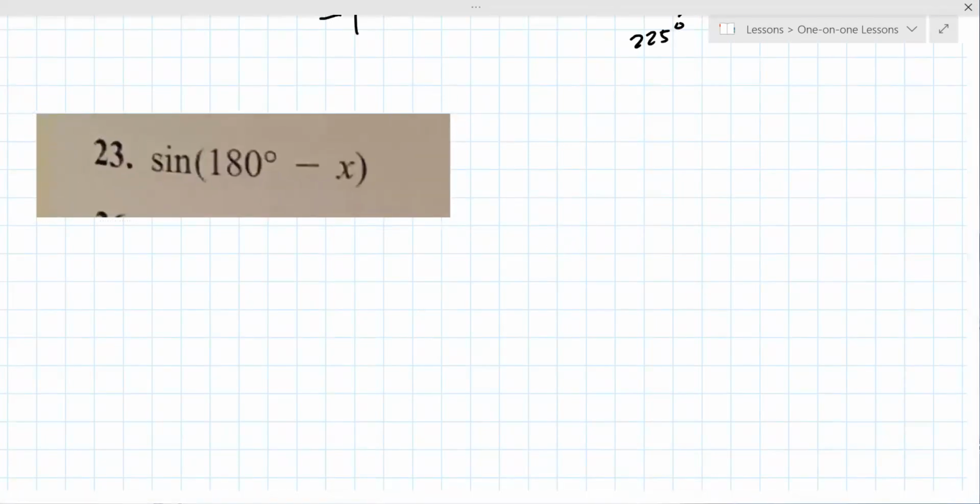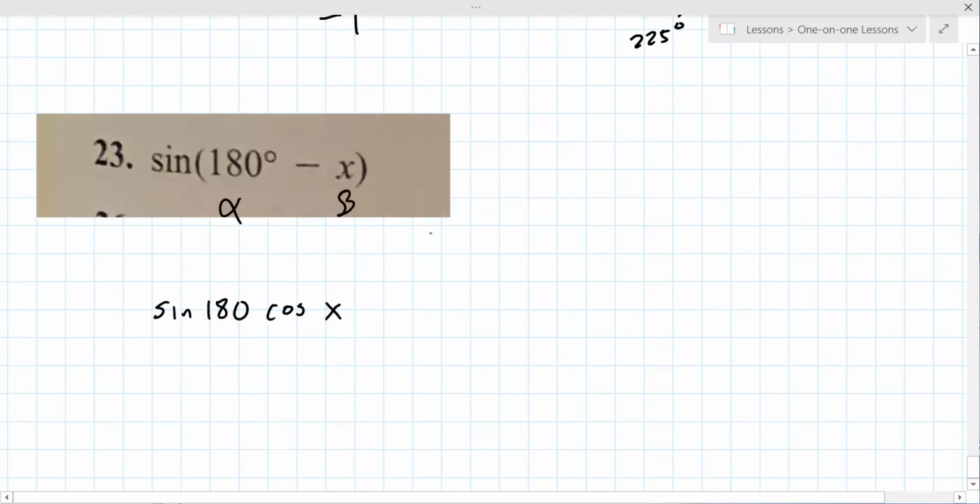Okay, so this is the sum and difference formula for sine. So this is your alpha, this is your beta. So this becomes sine 180 cosine x, and then minus goes with a minus here. I'm just looking at the formula: cosine 180 sine x. We did this earlier. This was in your review quiz. You've got to figure out what that is.